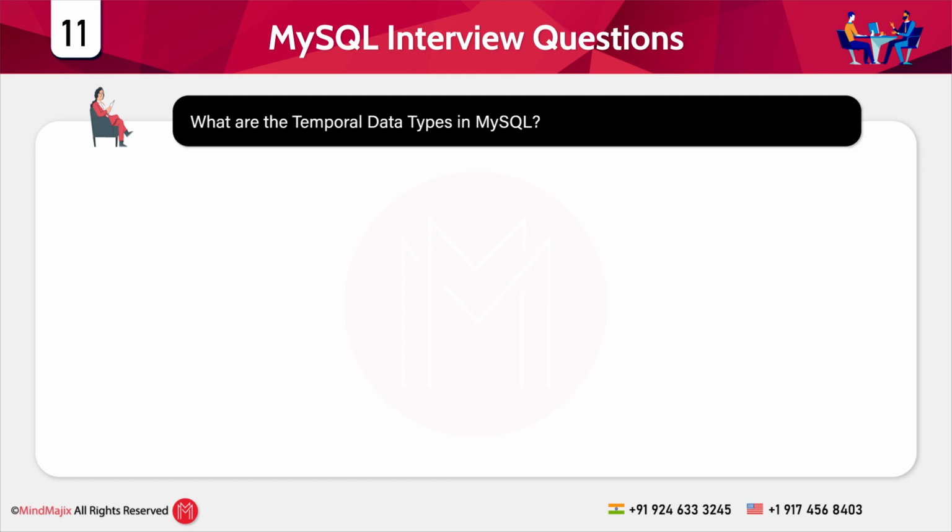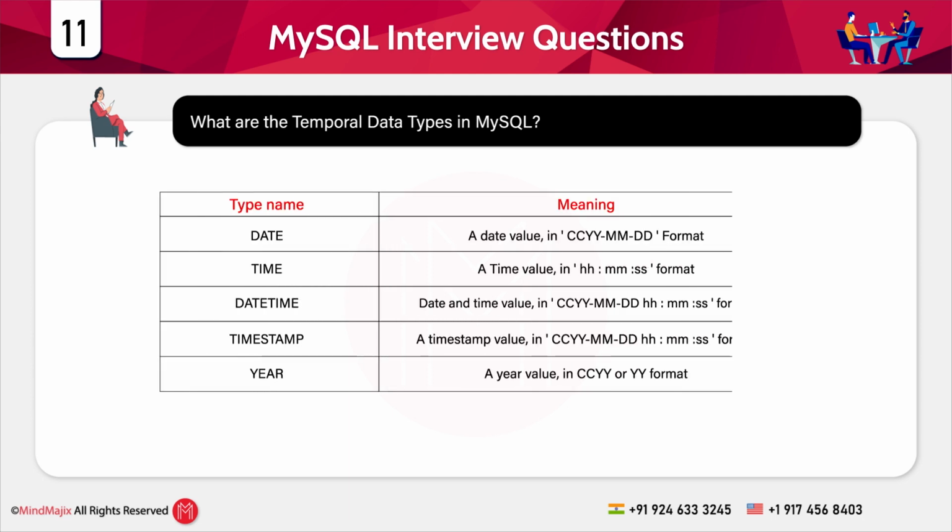The next question is, what are the temporal data types in MySQL? So guys, this is a very important interview question. So if you talk about temporal data types, so here you have date, time, date time, timestamp, and year. Okay, so these are the 5 temporal data types in MySQL.